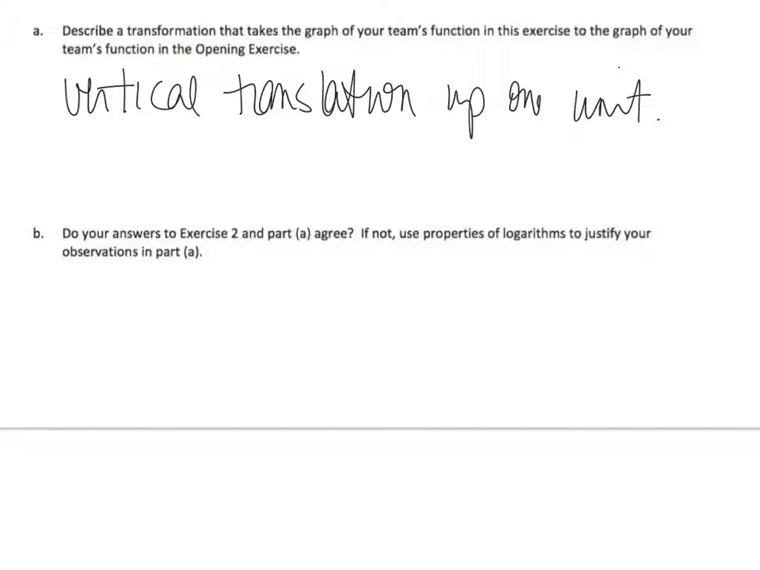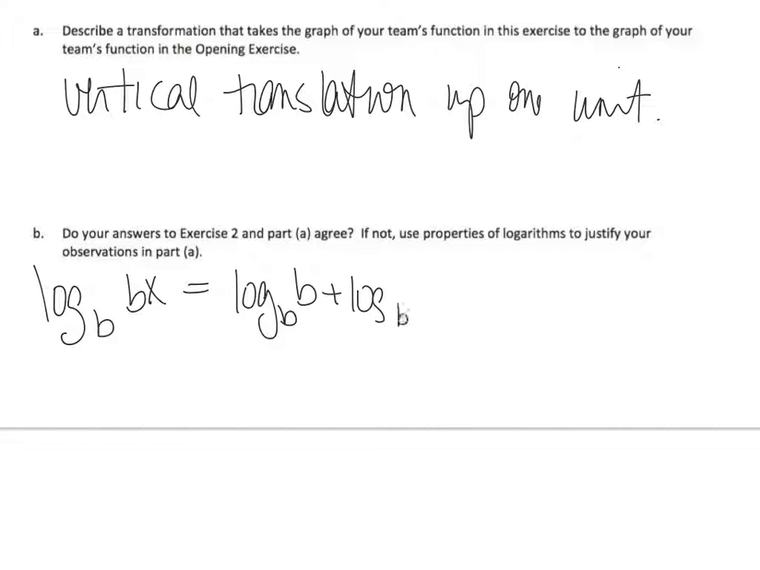Do your answers to exercise 2, part A agree? If not, use the properties of logarithms to justify your observations in part A. No, they actually don't. If you look back to exercise 2, they don't appear to agree, but let's do our properties of logarithms. So log base b of bx equals log base b of b plus log base b of x. And when these are the same, I've got 1.